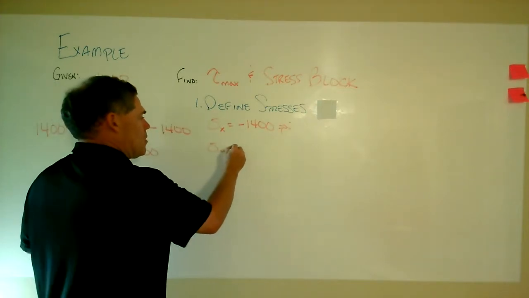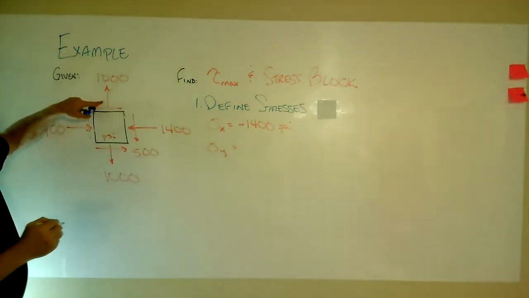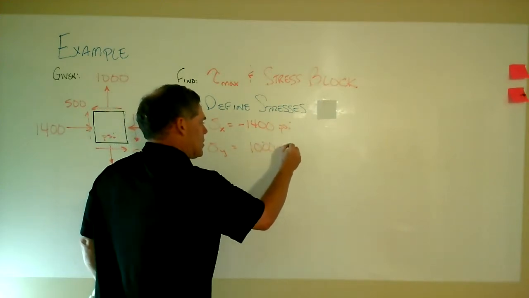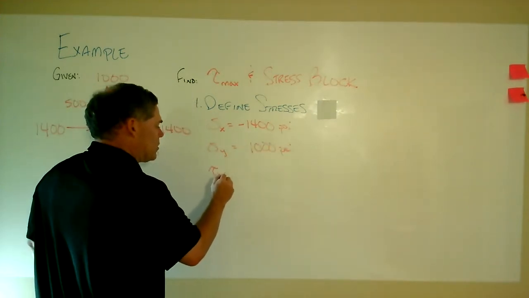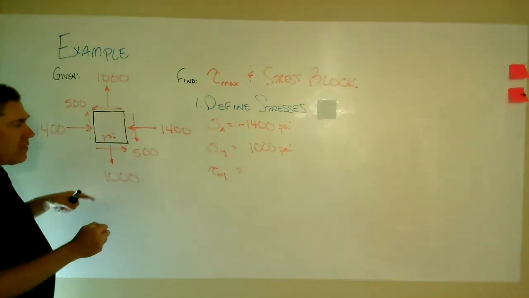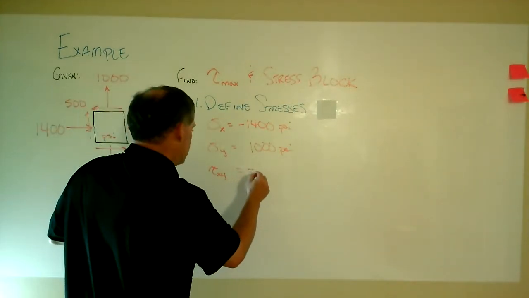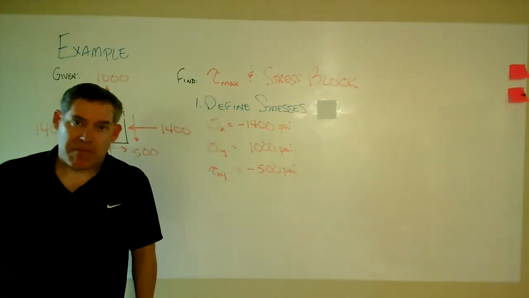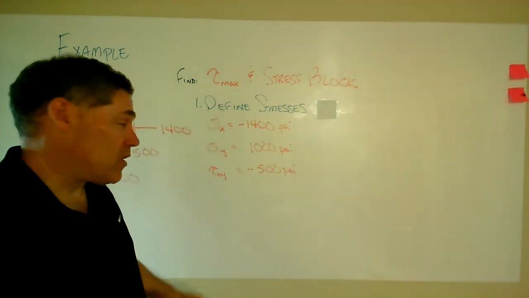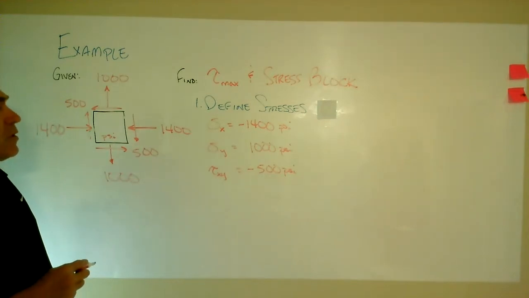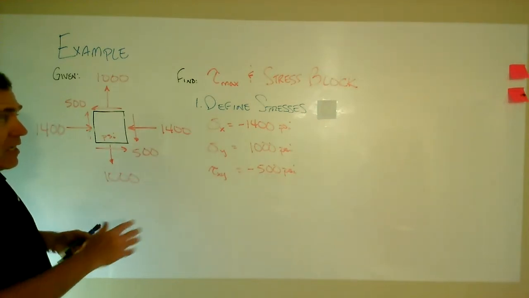Our normal stress in the y plane is a positive 1000 psi, and our shear stress on those planes is the opposite of the positive sign convention, so therefore it is a minus 500 psi. Go back to the sign convention video to review what those positive signs are. Right? So we got to do this first.